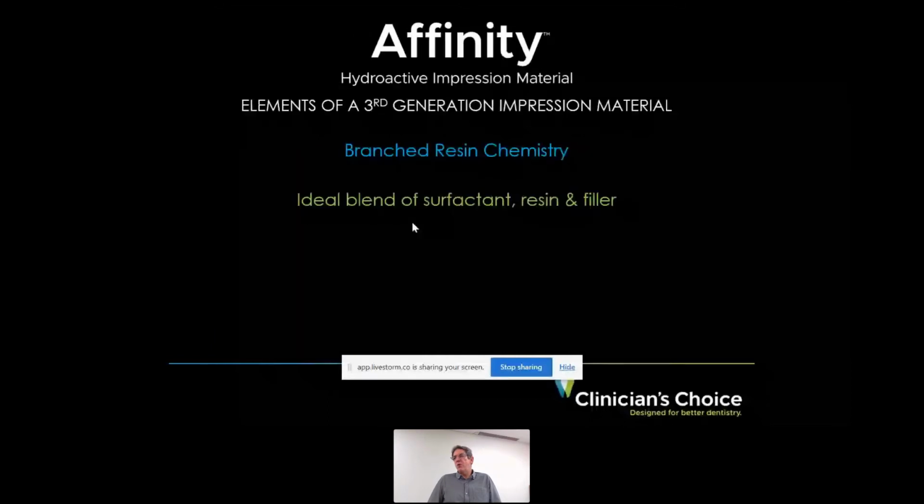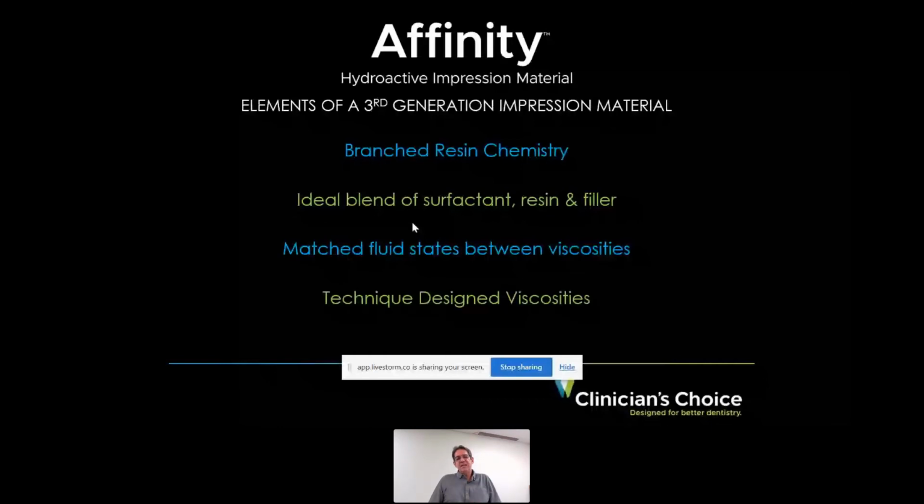Number one, it is a branched resin chemistry. I'm going to show you in just a second, we'll go into more detail about each of these features. Typically most vinyls consist of a filler and a surfactant, but what we introduced is resin. So we have an ideal blend of surfactant, resin, and filler. The addition of resin ensures that the fluid states between the different viscosities are matched, meaning that your more rigid and dense tray material is never going to over displace the more fluid light body wash material, if you will.